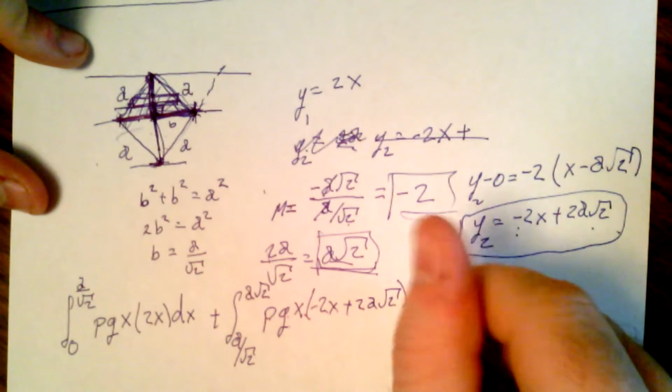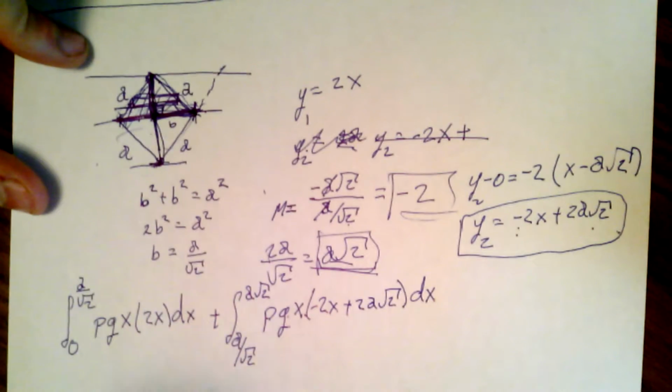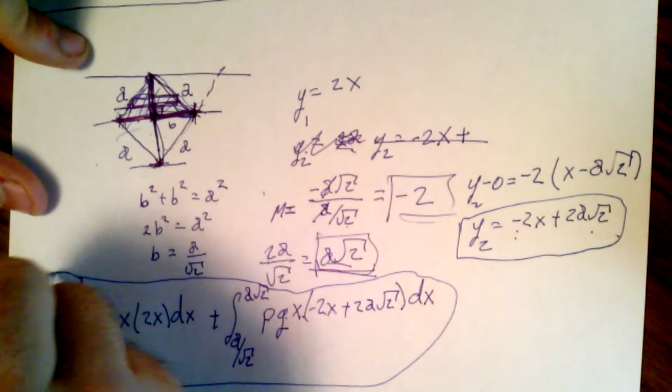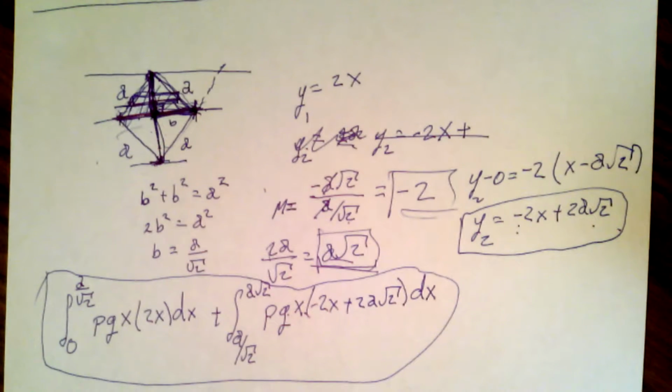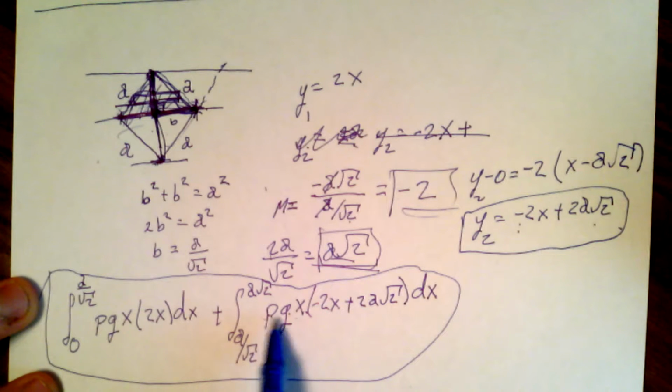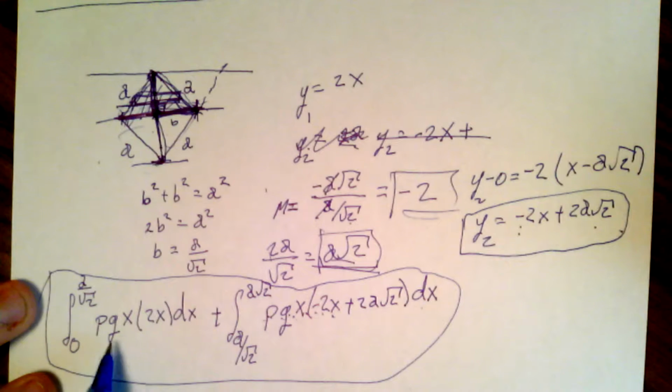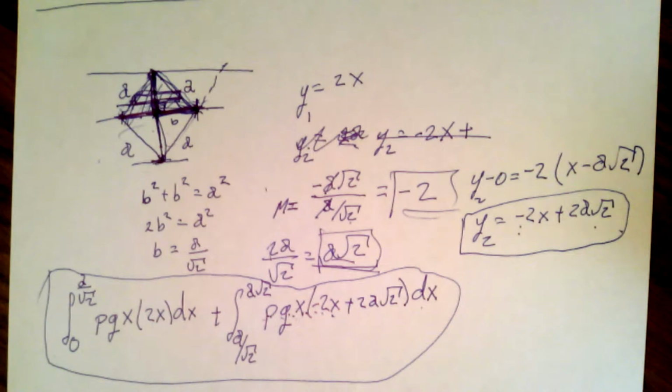And then the height of our differential rectangle is dx. So this is the hydrostatic force for this plate. Now, it looks like there might be some cancellation if we multiply rho g x times negative 2x dx and combine that with this chunk here and then integrate. I'll leave that to you to do.